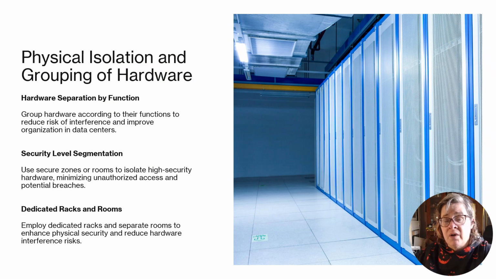Physically separate hardware based on function or security level using dedicated racks, rooms, or secure zones to minimize unauthorized access and interference. So if you're going to have all the hardware in one room, you could use a separate rack for hardware that needs high security levels. You certainly would keep any hardware, whether it's low risk, medium risk or high risk, in good secure areas. You just would not have any Tom, Dick or Harry being able to access it, right? Only authorized people there.